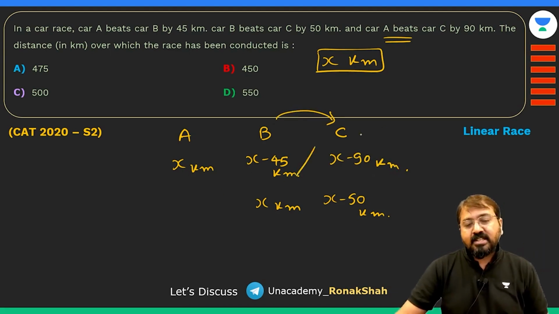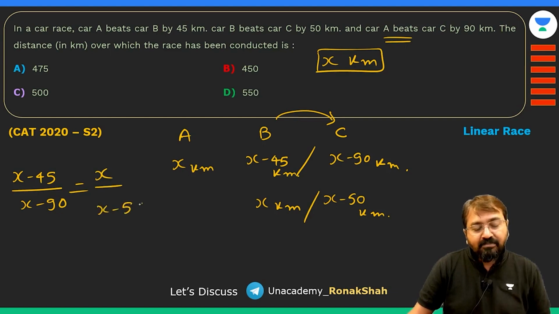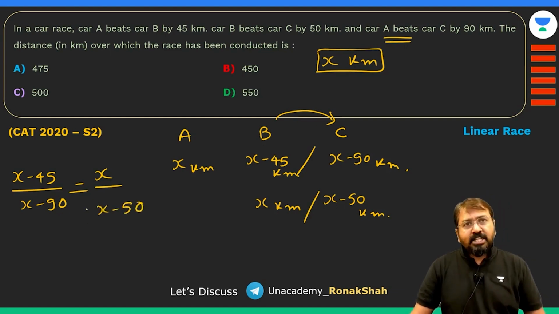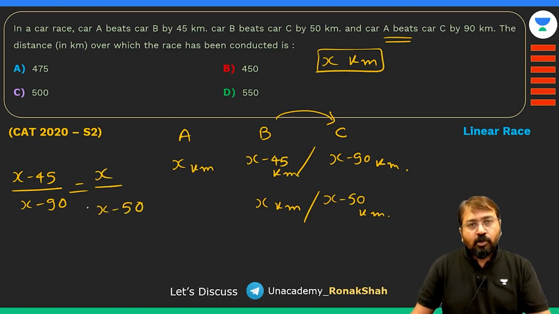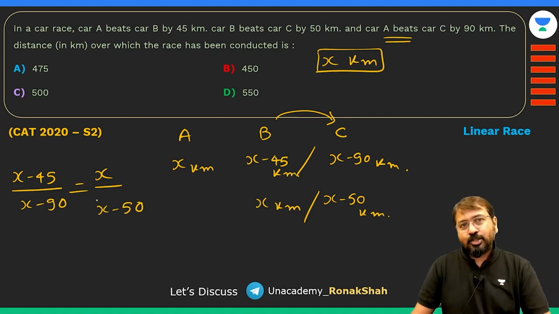So in the first case, the ratio is, we can say, X minus 45 upon X minus 90. This is the ratio of car B and C speed. Similarly, in the second case, the ratio of speed is X upon X minus 50. Now, should we solve by cross multiplication? You can also do it that way because it will not be difficult. Ultimately, x square on both sides will always get cancelled off in such situations.